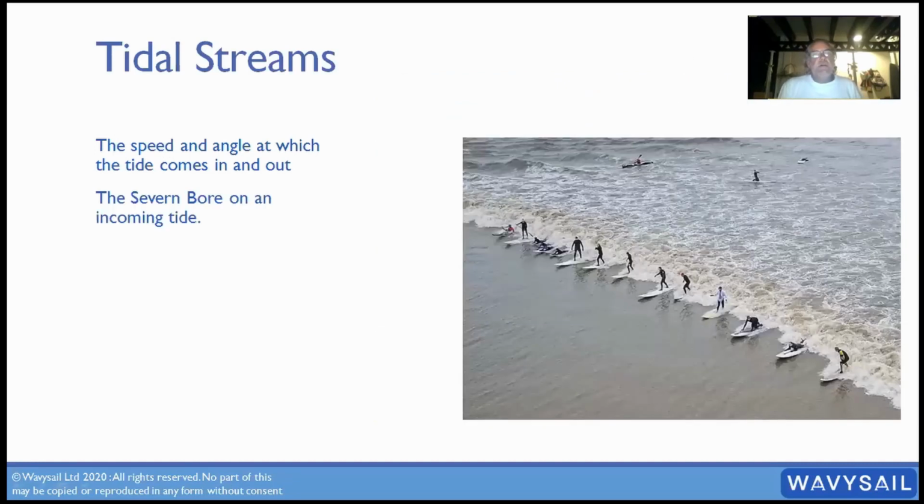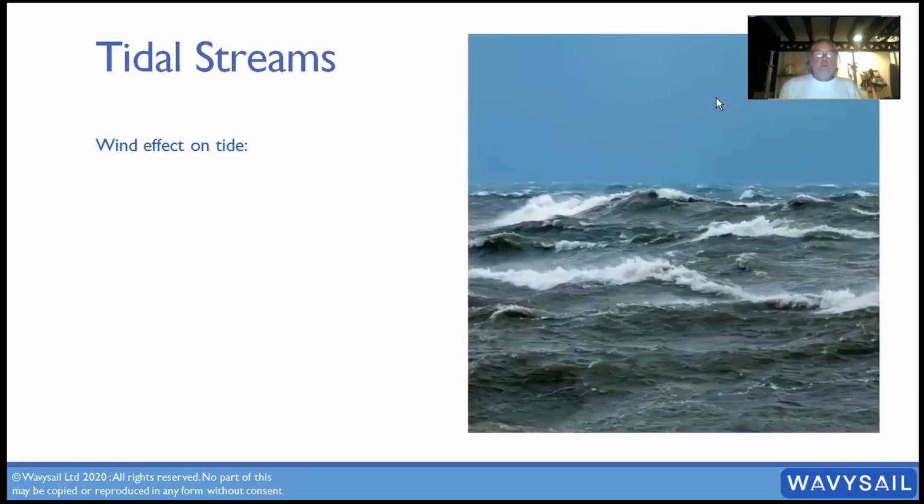For those who know the Severn bore of the incoming tide, it happens in the UK every couple of months or every year, I'm not sure how often it happens. The tide is so strong up the Severn River, it creates this permanent wave and the guys surf it. And they get very upset when they fall out because they can't get back there. It goes too fast.